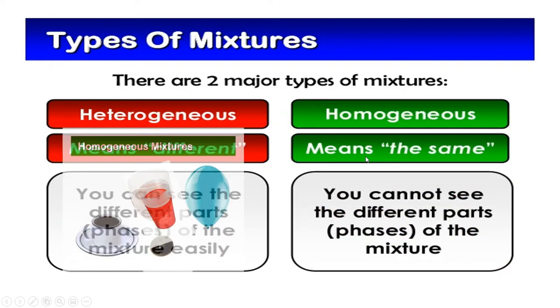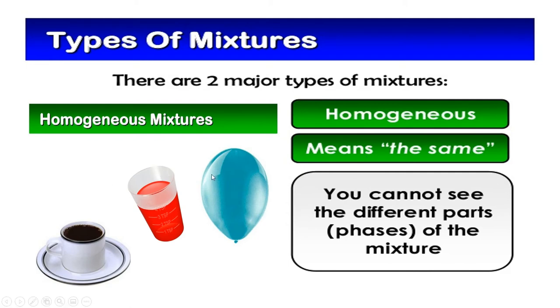Homogeneous mixture means they will be the same. So we have the atoms in this balloon, in this liquid cup, in this coffee. All of these atoms are the same. You cannot see the different phases of that mixture, but we know that they're there.